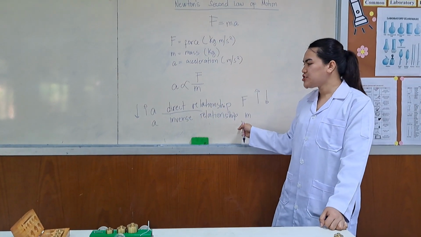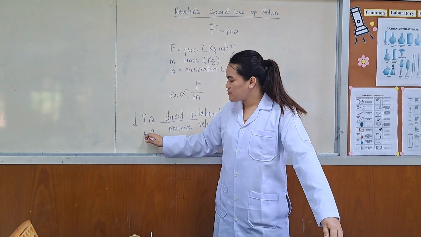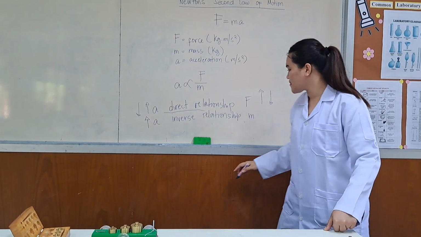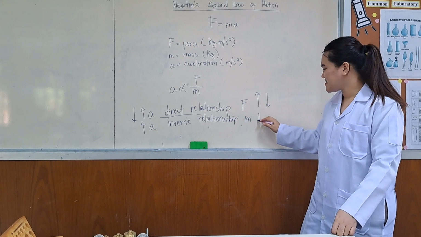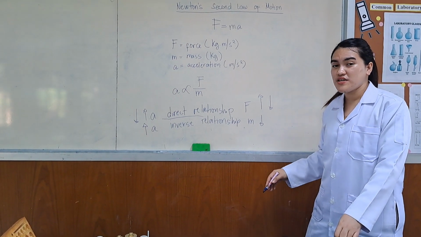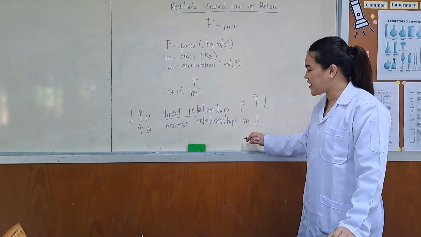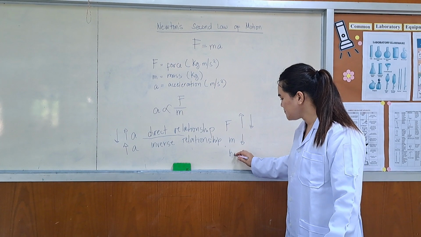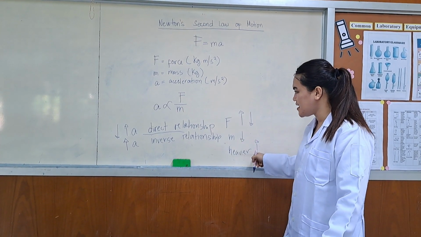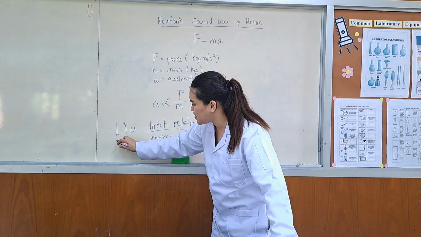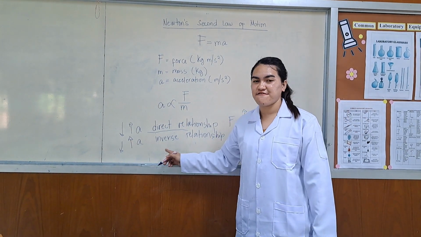In the inverse relationship, it's the opposite. When acceleration goes up, mass goes down. But of course, we are checking on the objects first. So if the object is heavy, the heavier the object or the higher the mass is, what will happen to the acceleration? It's slower. Okay? That is inverse relationship.